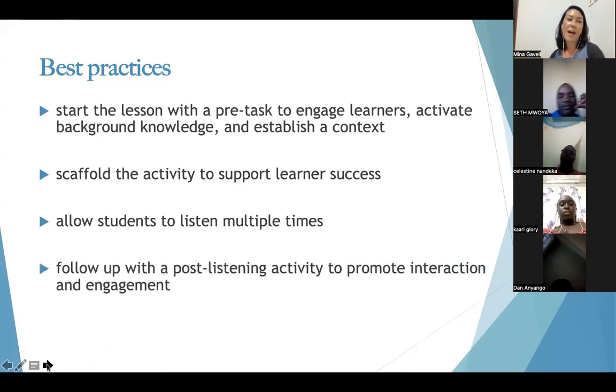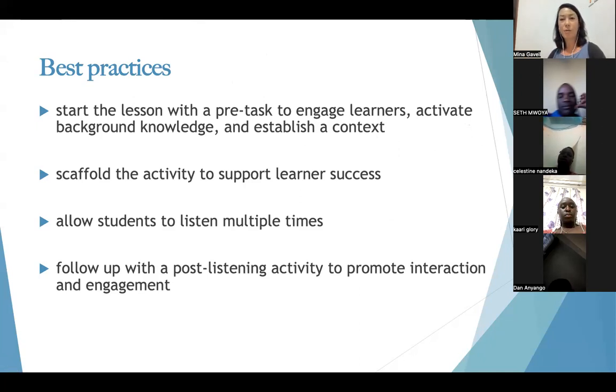And then after the main listening, we also want to have some sort of post-listening activity that promotes interaction and engagement. So the last activity we did, you were in your breakout rooms talking about which stories were most important or interesting to you. This was so that you would have a chance to talk to each other and have interaction, because we don't want to have a lesson where students are just passively listening. We want to engage with what we're hearing. And so I wanted you to be able to make a personal connection.